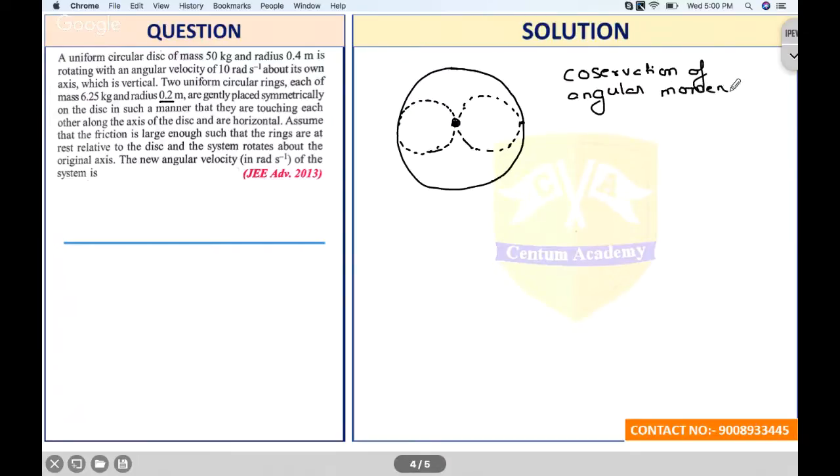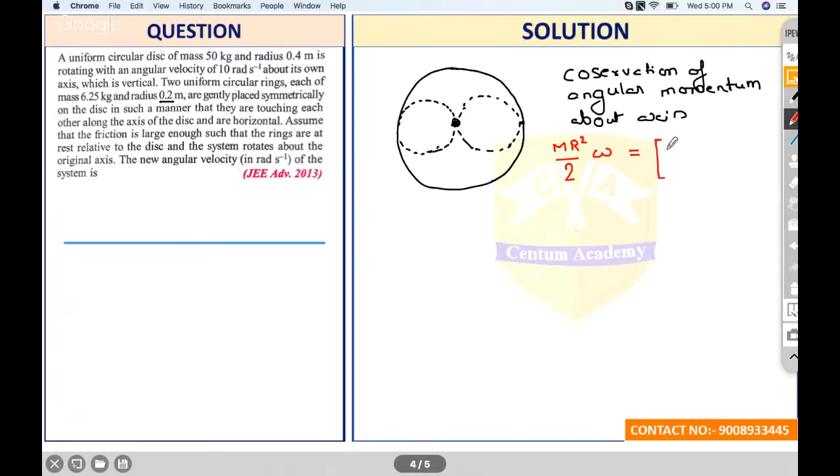angular momentum about the axis. Okay, so before these rings were placed, the angular momentum was what? M r square by 2, which is I times omega. Now after the rings are placed, let us say that the new moment of inertia is I, so I times omega 1. So initial angular momentum is equal to final angular momentum.